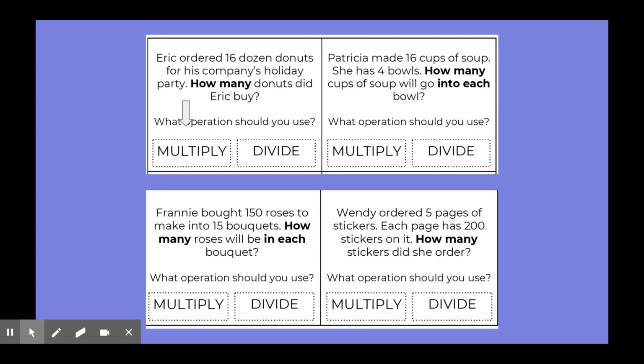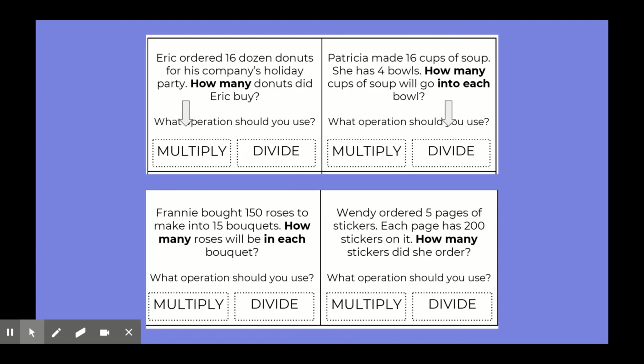The next one says, Patricia made 16 cups of soup. She has 4 bowls. How many cups of soup will go into each bowl? Well, I know the total. There's 16 cups. I need to separate it amongst 4 bowls or share equally. So my keyword here is into each. I'm going to divide 16 divided by 4, which of course is 4. So each bowl will get 4 cups of soup. All right, so that one's a nice easy problem, no remainders.